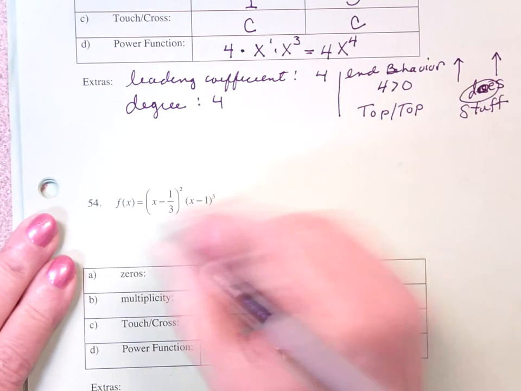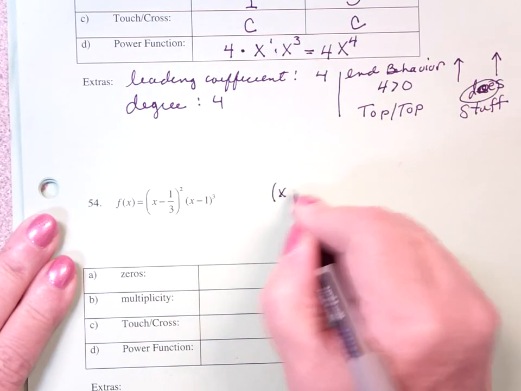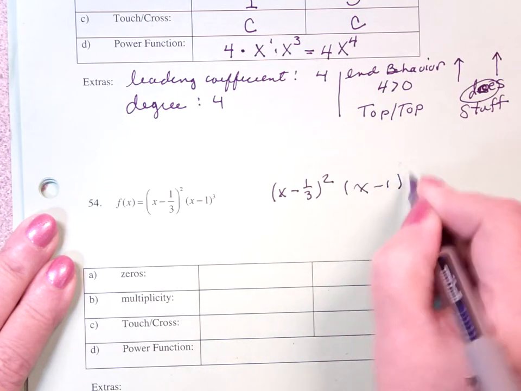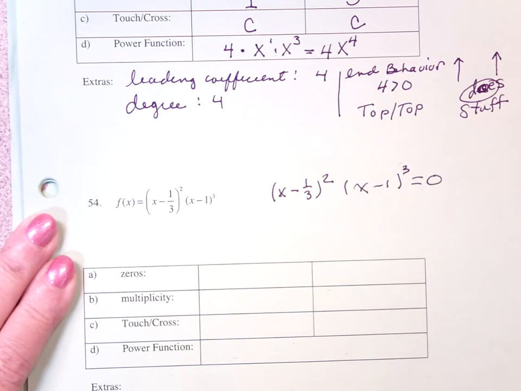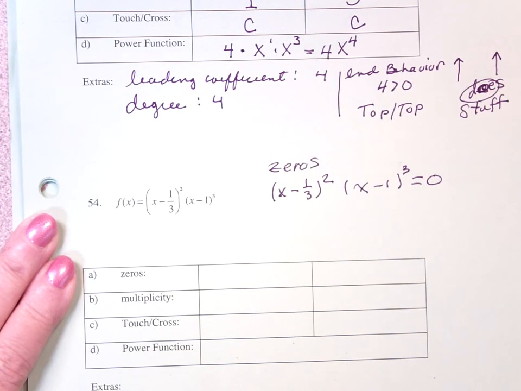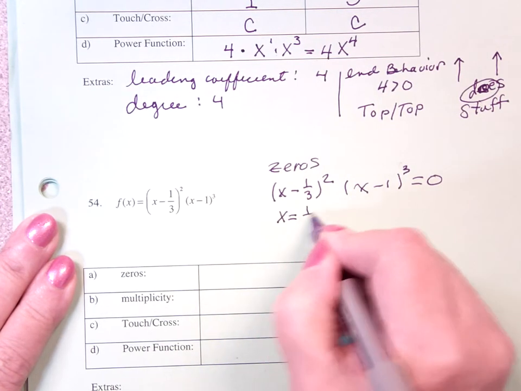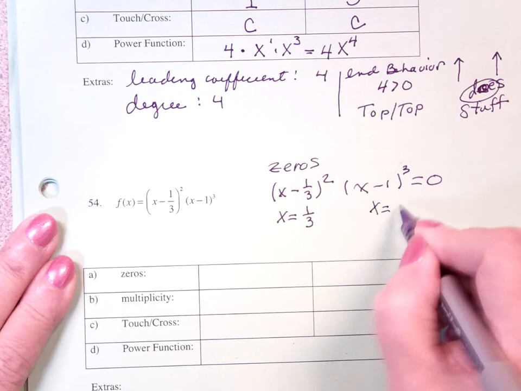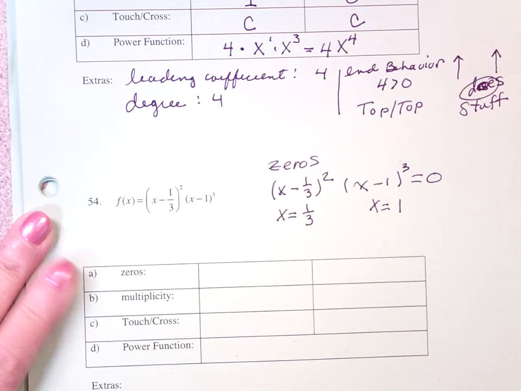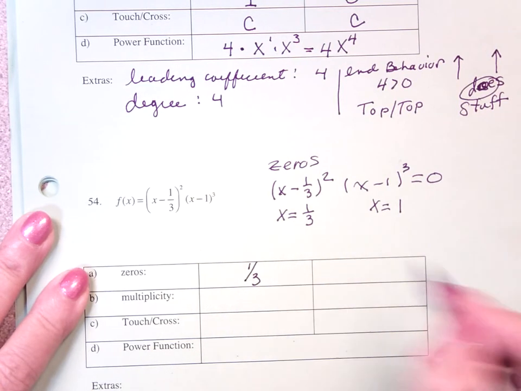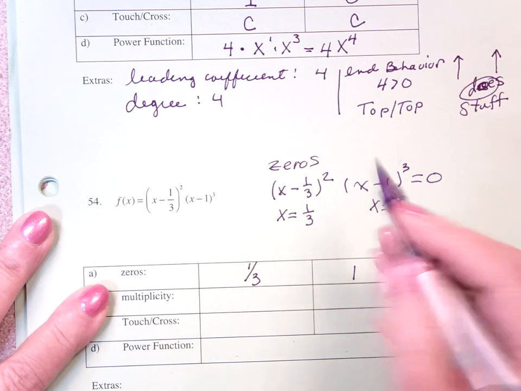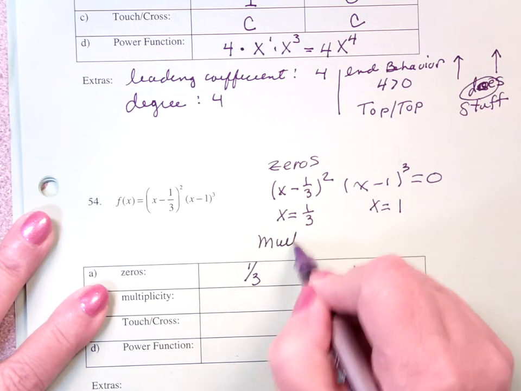Okay, remember we're finding the zeros, so this is x minus 1/3 the quantity squared times x minus 1 cubed equals 0. So we're going after the zeros. That means that x equals 1/3, x equals 1. Notice it's already in factored form. That's what's nice. So my zeros are 1/3 and 1. And what's the multiplicity of 1/3? 2. So this is multiplicity 2.